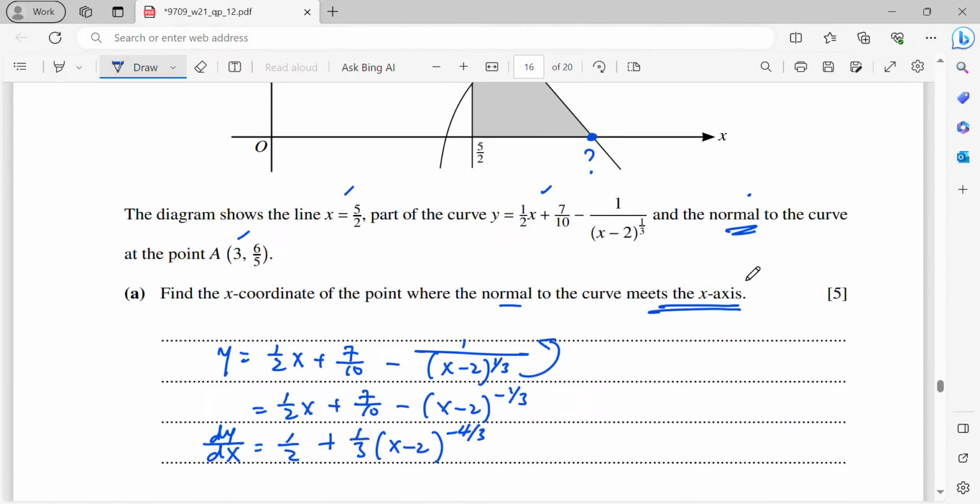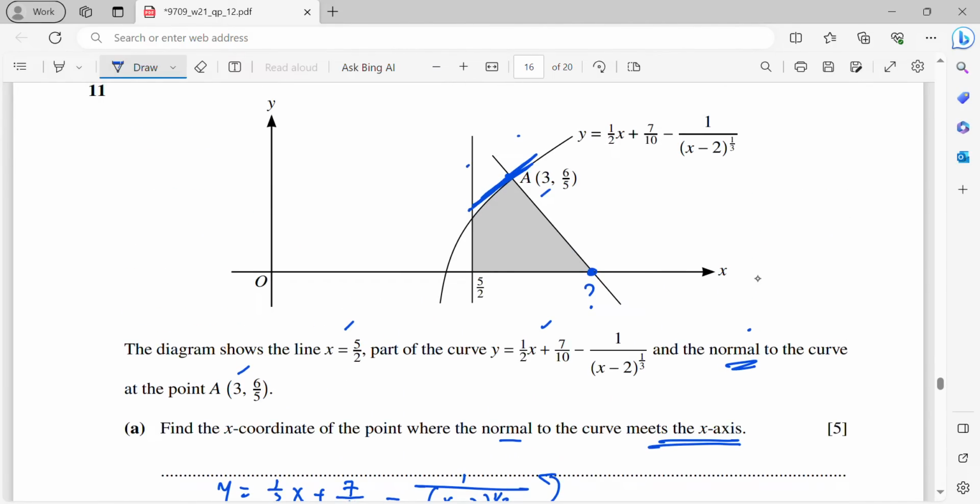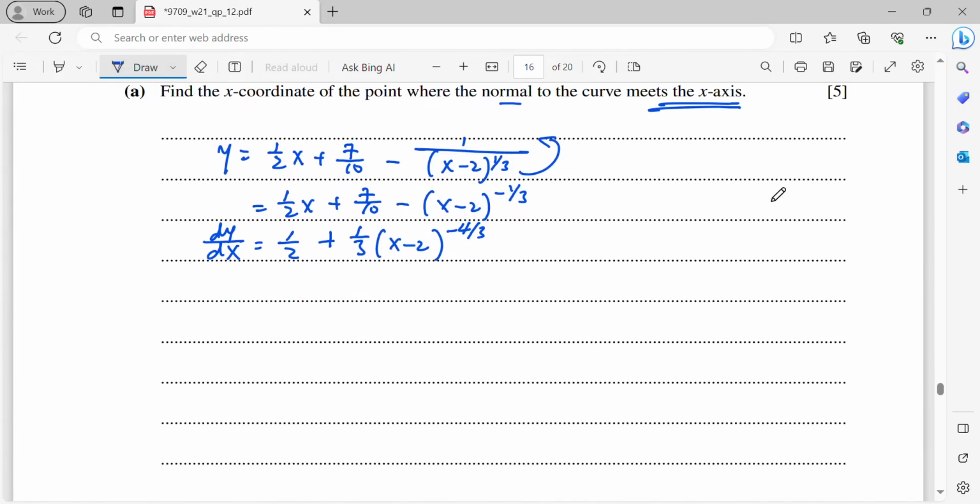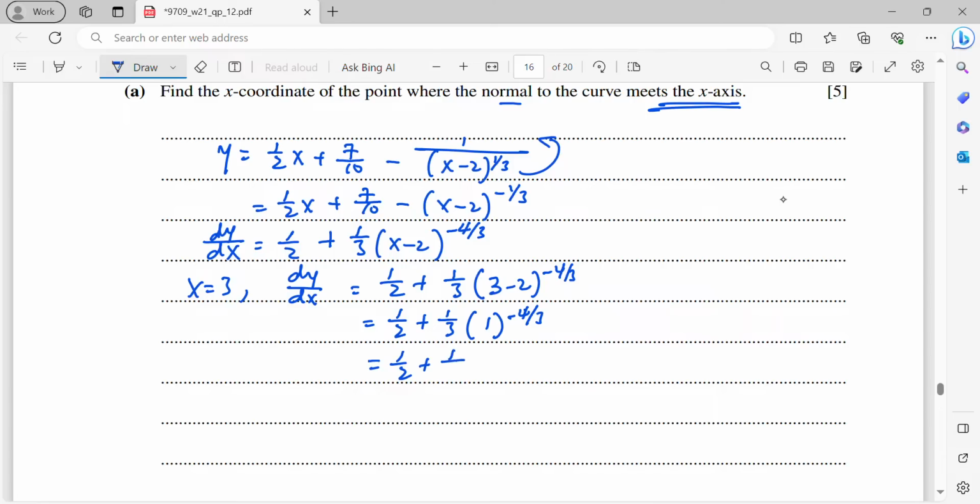Now we need to find the gradient of the tangent at the point A, with x-coordinate 3. So when x goes to 3, my dy/dx will be half plus 1 over 3 times (3 minus 2) to the power of negative 4 over 3. So here it is going to be half plus 1 over 3, since 3 minus 2 is 1, and 1 to any power is still 1. Therefore, the second term is basically 1 over 3. So here I will get 1 over 2 plus 1 over 3. At last, you will get 5 over 6. This dy/dx is the gradient of the tangent.